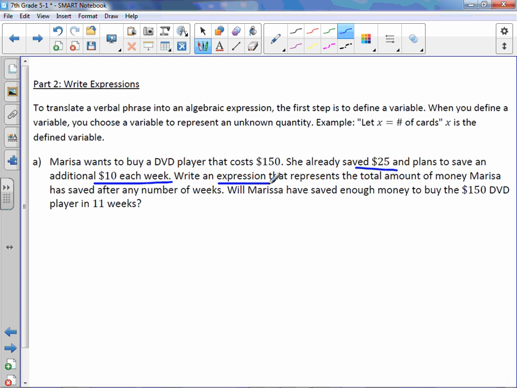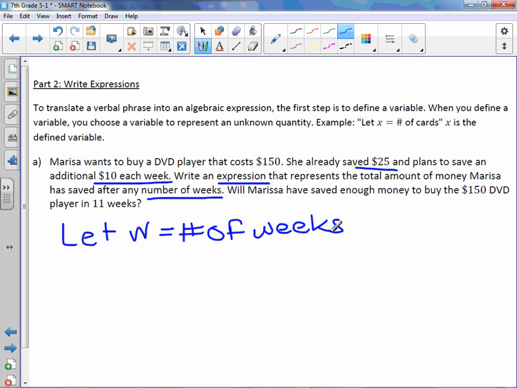So let's take a look and see what we're looking for. It wants to know the money she would save after any number of weeks. We want to know the number of weeks. So I'm going to make a let statement. Let W equal number of weeks. It can be any variable you would like. So she already has $25, plus she plans to save $10 each week. So that would be $10 times however many weeks. This would be your expression.